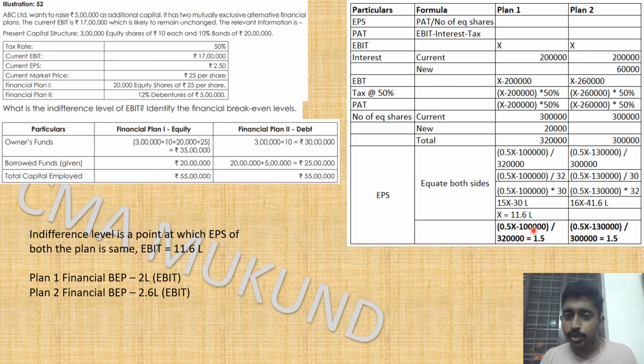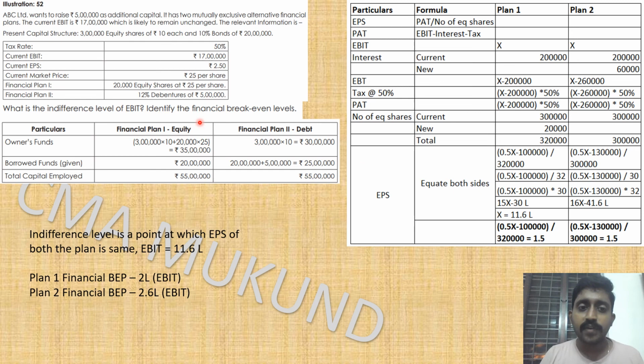What is the EPS? You can just apply this in the EPS formula and check: 1.5 will be the earnings per share in both the cases, and that will happen only when the EBIT is 11.6 lakh. So the indifference point of EBIT is 11.6 lakh.